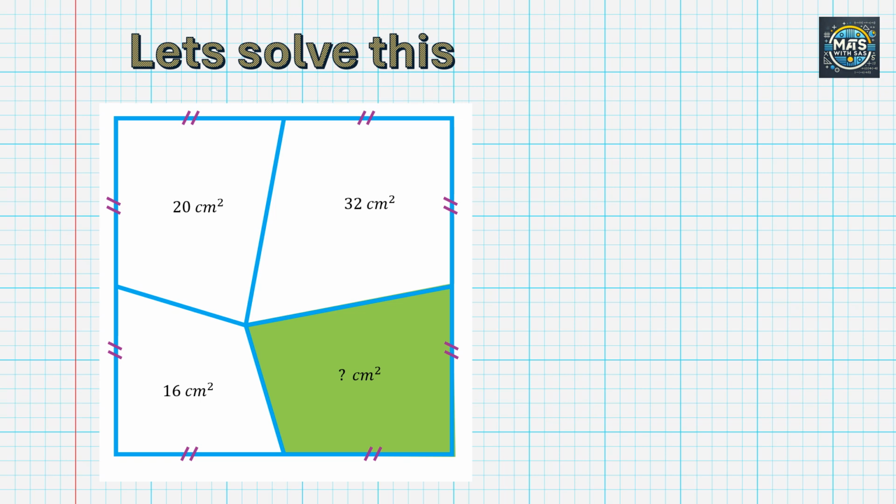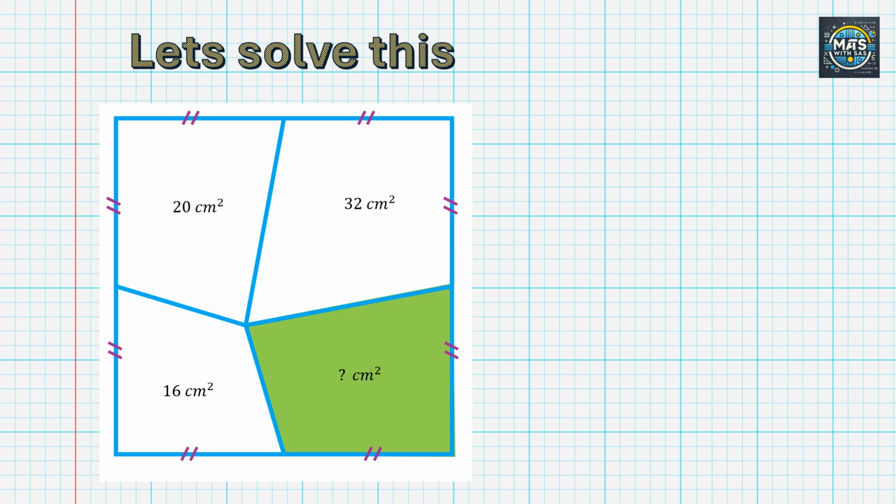We have a square with a point inside, connected to the midpoints of the sides, dividing it into 4 regions. The areas of 3 regions are given as 16, 20, and 32 square units, and we need to find the area of the green region. So how can we solve it?